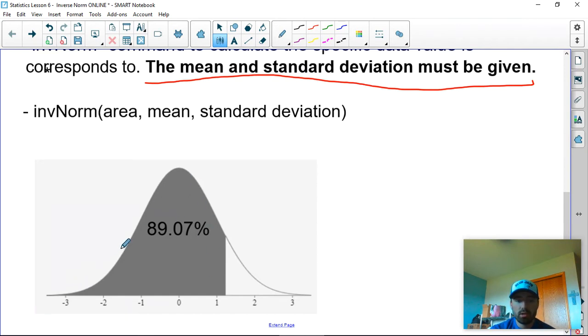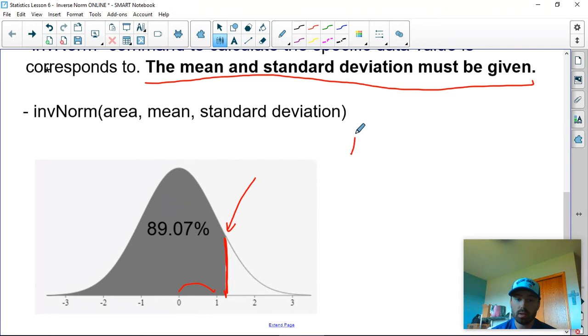So here's an example of this. This question gives us this curve. We know it's normally distributed. The mean is 0. The standard deviation is 1, because that's the distance from 0 to the first point. But unlike before, we don't know what this line is. We know the area underneath the curve is 89.07, but we do not know what value this is. And that's what we're looking for.